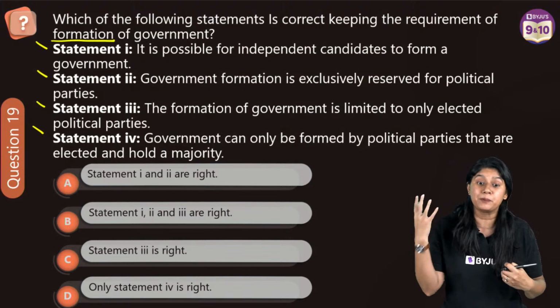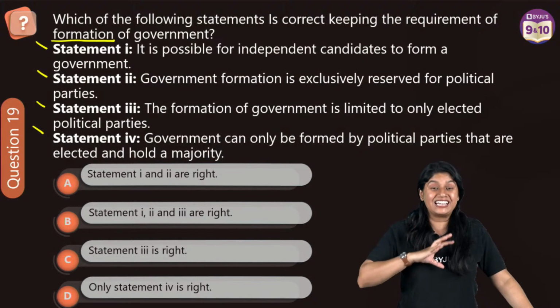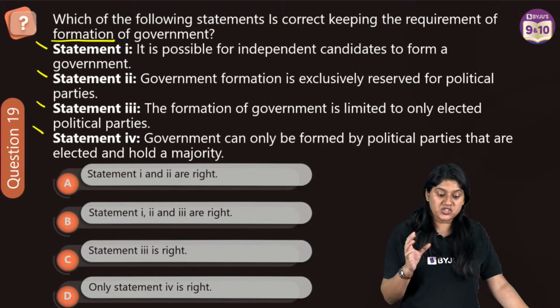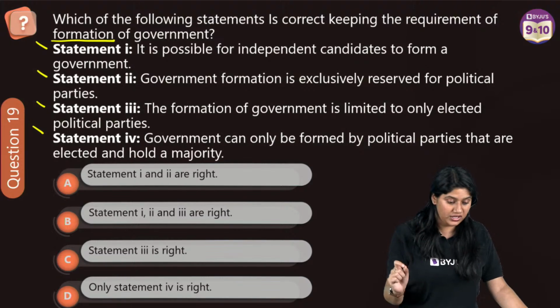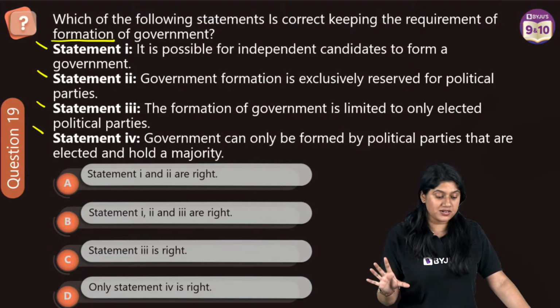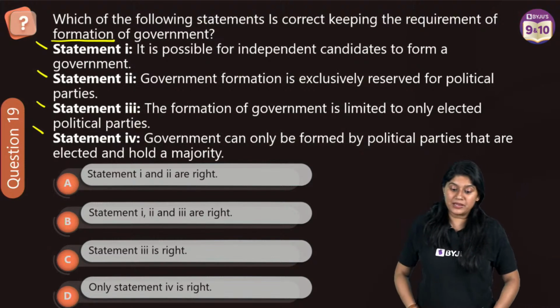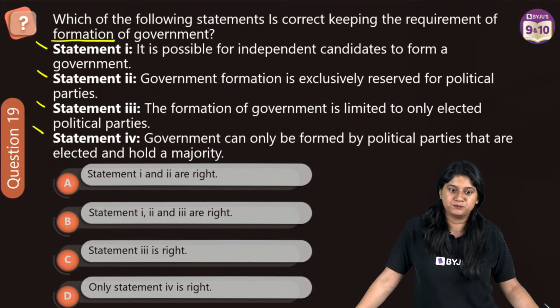किस तरीके से government बन रही है? First statement is, is it possible for an independent candidate to form a government? Statement 2, government formation is exclusively reserved for political parties. Statement 3 is, the formation of government is limited only to elected political parties. Or statement 4, government can only be formed by political parties that are elected and hold a majority.